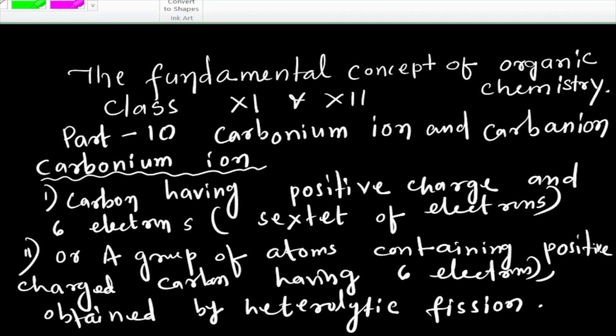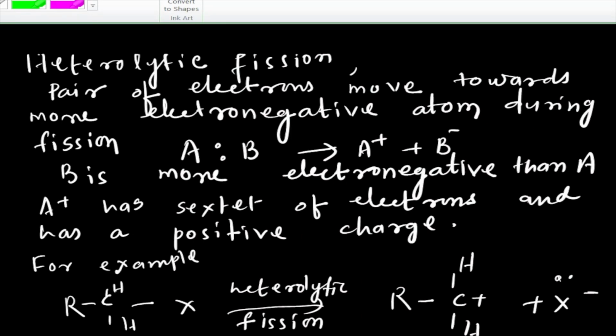By heterolytic fission only. Here we will see how the bond is breaking. Which bond? Covalent bond is breaking. There are two types of fission, homolytic fission and heterolytic fission. We will see here what is meant by heterolytic fission. Heterolytic fission means the pair of electrons moves towards the more electronegative atom during fission. When heterolytic fission occurs, what is the pair of electrons? It is the pair of electrons which forms the covalent bond.